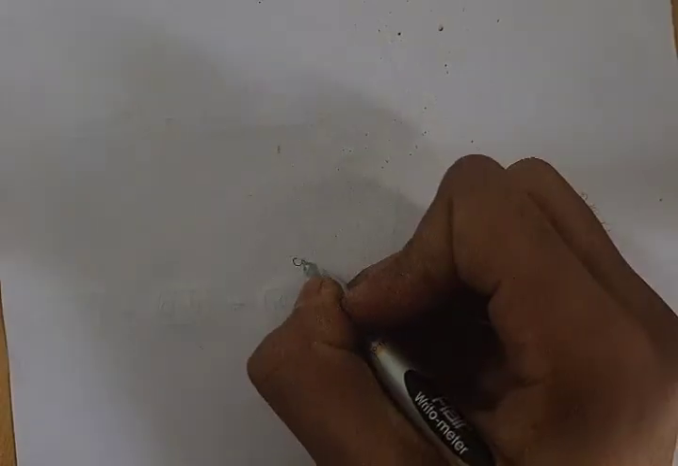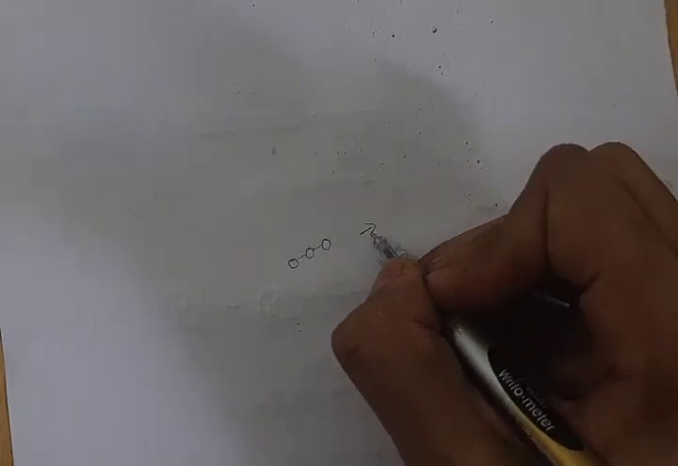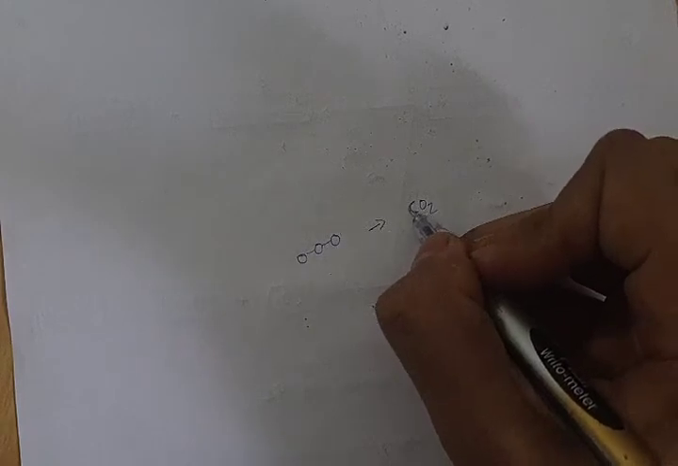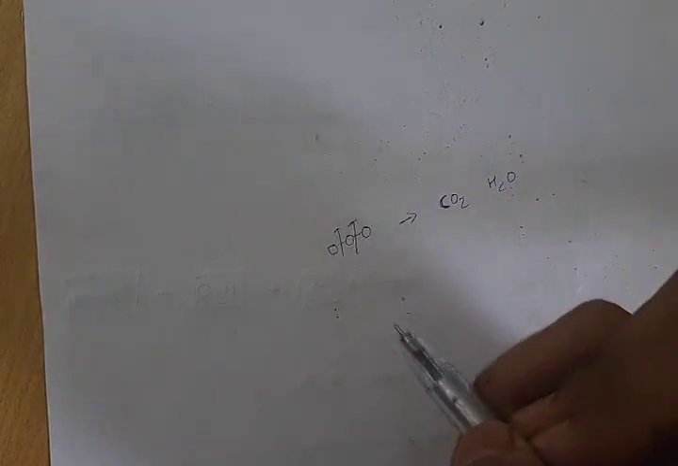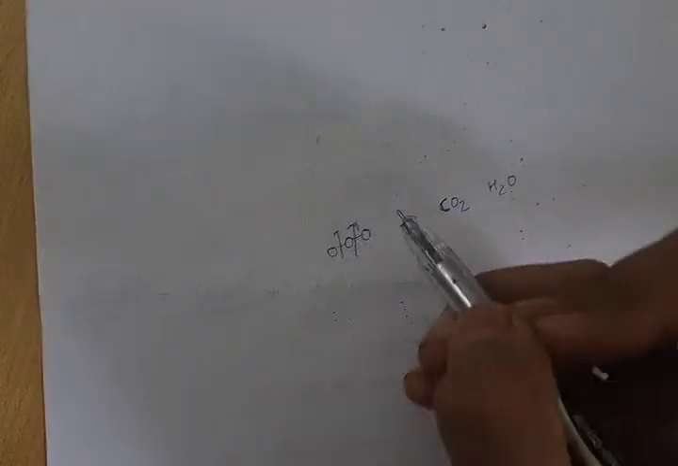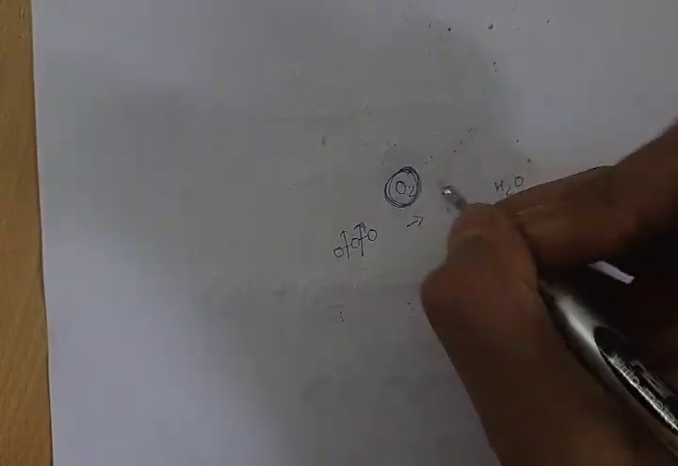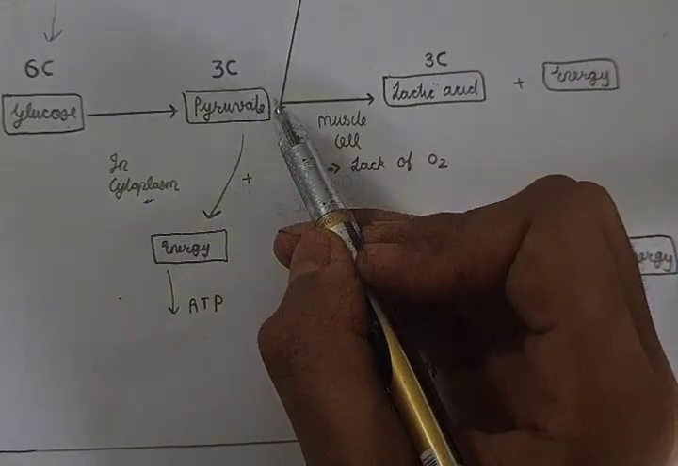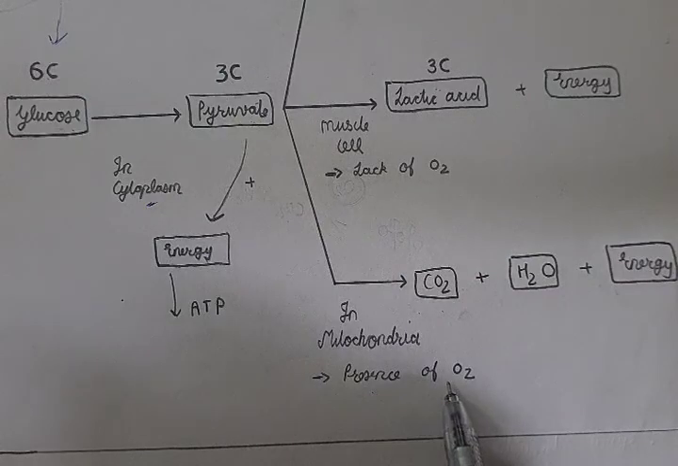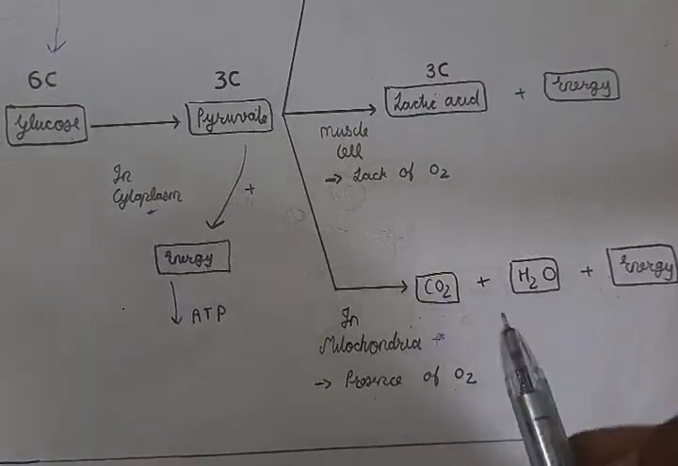So let's say this is the pyruvate, and we know pyruvate is a 3 carbon molecule. If we get enough oxygen, then this pyruvate is converted into carbon dioxide, water, and energy. Why? Because we are breaking these bonds of pyruvate also, and due to this bond breaking, energy is released. This happens only when there is oxygen. A high amount of oxygen breaks pyruvate into carbon dioxide and water. So here this pyruvate, in the presence of oxygen, breaks into carbon dioxide, water, and energy, inside the mitochondria.